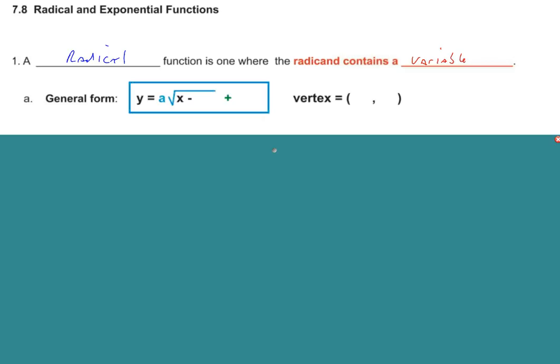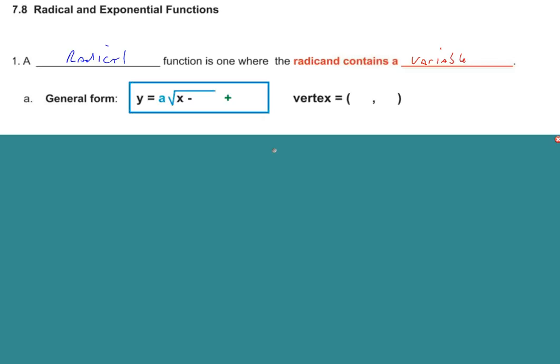Okay, so I got a general form for a radical function. So you got y equals a times the quantity x minus, and something goes in there, plus, and something goes out there. And we have no earthly idea what these things are. We would have no means of knowing what goes in the rest of the radicand and what goes outside.